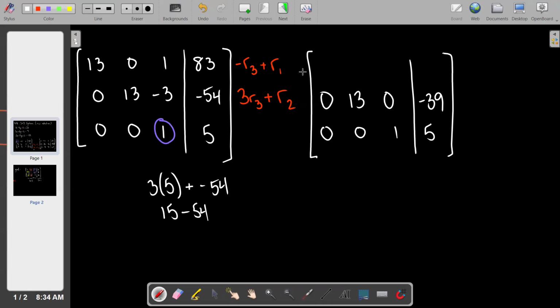Opposite bottom plus the top, 13. Opposite bottom plus the top, 0. Opposite bottom plus the top. Mission complete. One calculation left. Opposite bottom, negative 5, plus the top is 78.